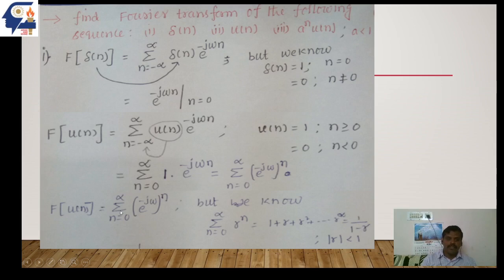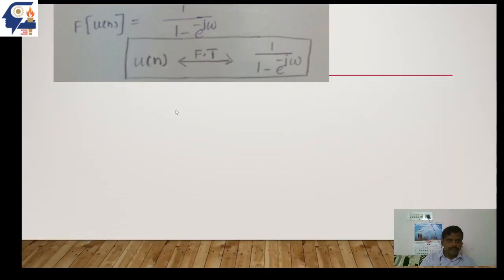N equal to 0 to infinity e power minus j omega whole power n equal to 1 by 1 minus e power minus j omega. So I am going to make this one a formula, because I am going to find the inverse DTFT.